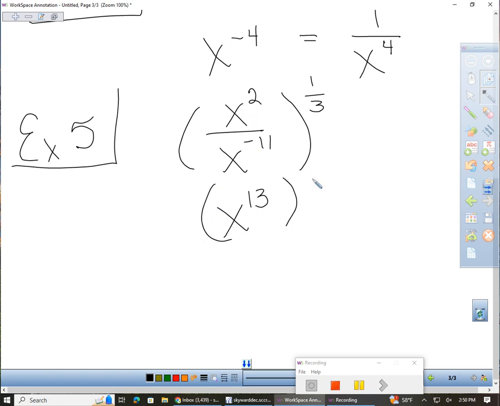And it's raised to the 1/3 power. So then I multiply my exponents. I get x to the 13 over 3. This started off with fractional exponents, so that's how we can leave it.